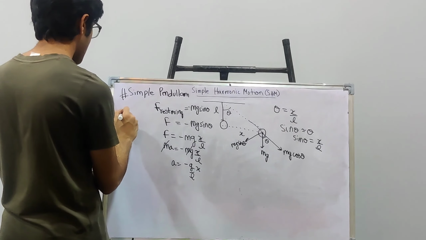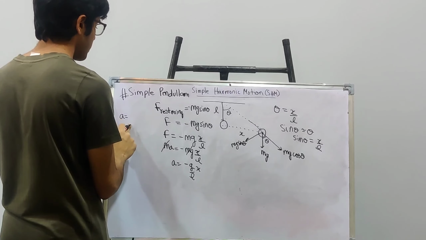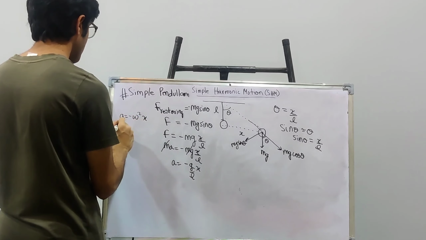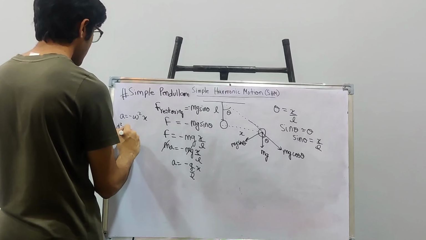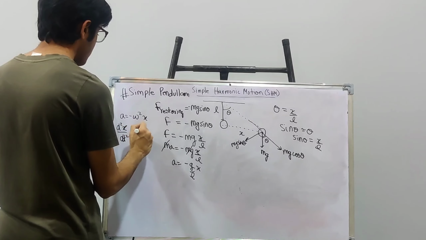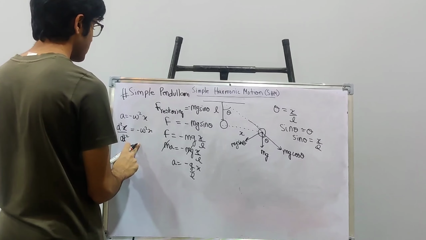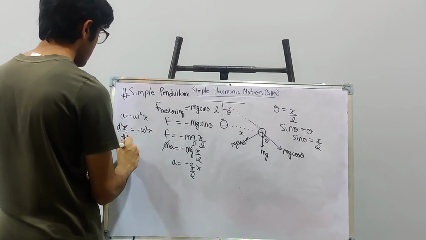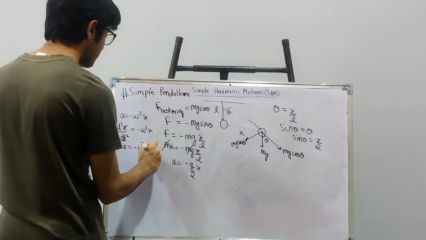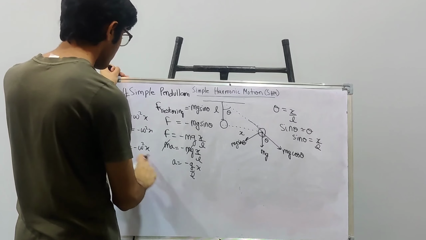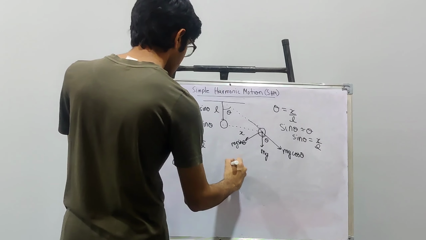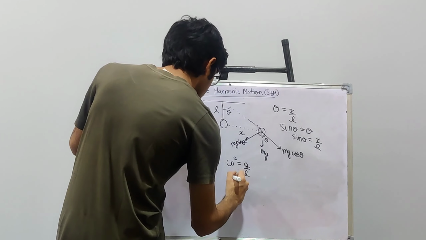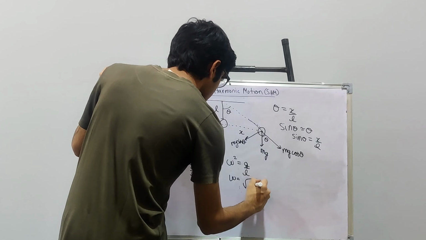And we also know that acceleration of a particle executing SHM is minus omega square x. Now how do we know this? We know that d square x by dt square is equal to minus omega square x. This was the differential equation of an SHM, and d square x by dt square is nothing but the acceleration. So A is equal to minus omega square x. Now let us compare both of these. We can see that omega square is actually equal to g by L. So omega will be under root of g by L.